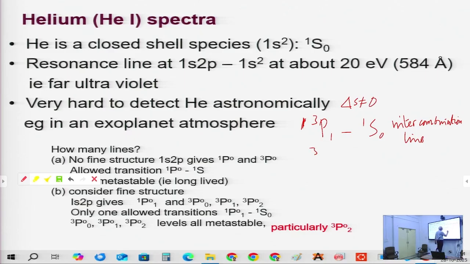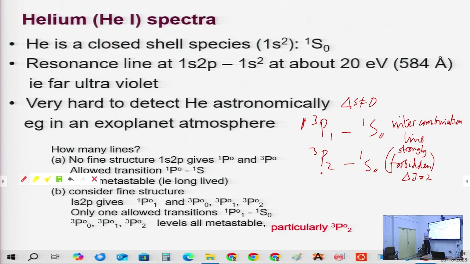What I realized when I was making these notes, that this is a forbidden transition because you've got delta J as 2. So that's not allowed actually by any dipole rule. So it'll be a quadrupole line, I should imagine.